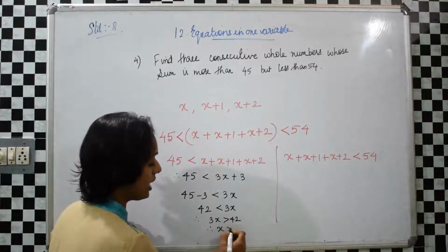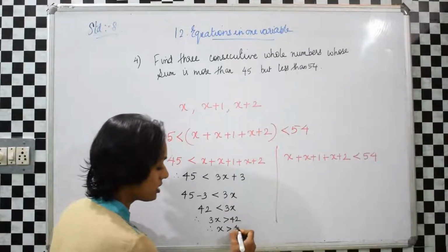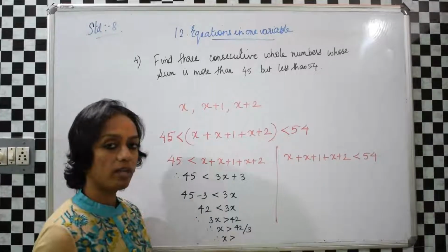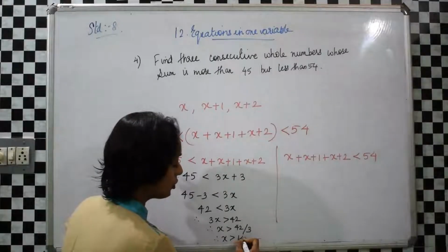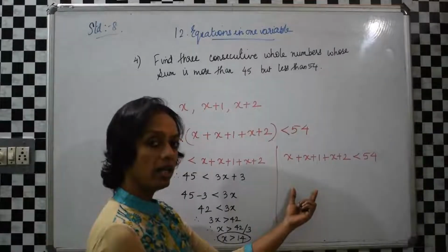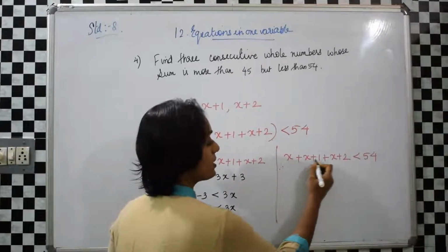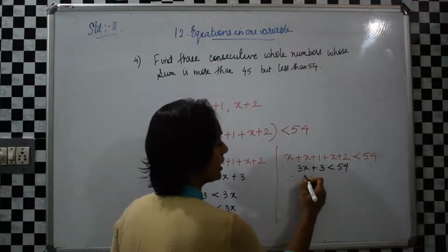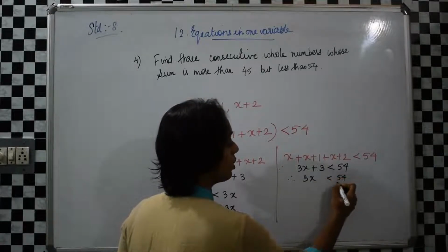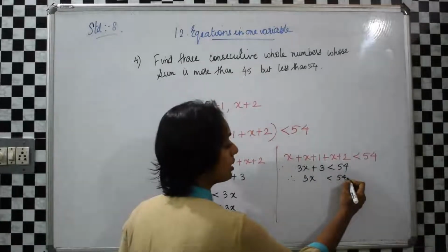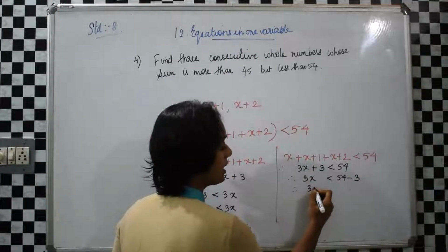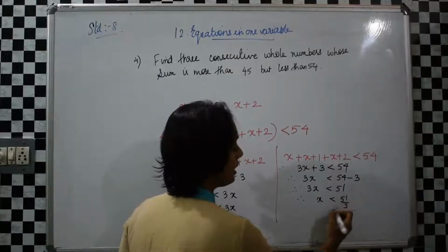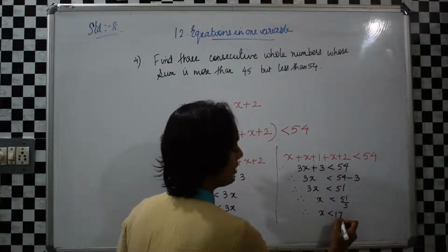So x is greater than 42 divided by 3. This 3 will come down. What is 42 divided by 3? So x is greater than 14. So this I will circle it. Likewise I am going to solve here. So x plus x plus x 3x, 1 plus 2, 3 less than 54. I will keep this 3x here, I will keep 54 itself, and 3 will go to the other side and become minus 3. So I will have 3x is less than 51. So x is less than 51 upon 3. Therefore x is less than 17.